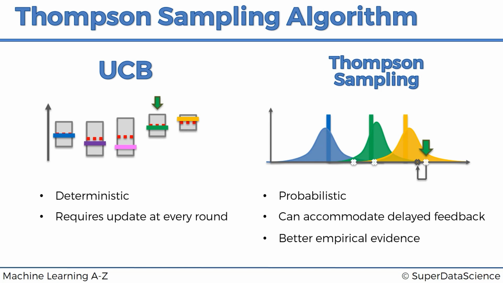So now Hadlan will walk you through coding the same exercise, the same problem that we had previously with the UCB. Now you're going to be solving it with the Thompson sampling algorithm, and you will see some very interesting results. We'll leave it at that.